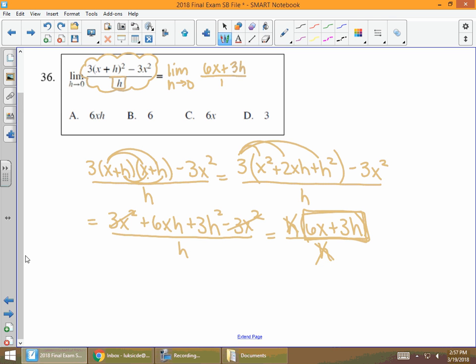And now we can put our 0 in for h to evaluate the limit. 6x plus 3 times 0, which makes this whole thing 6x. And the answer is D. Alright, if that was too fast, of course, rewind, pause as you need to, and pick up the steps that you were missing.